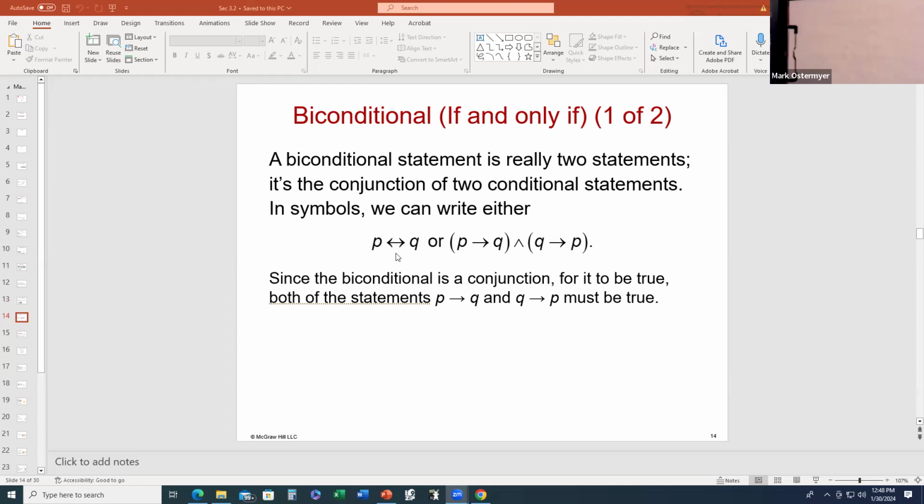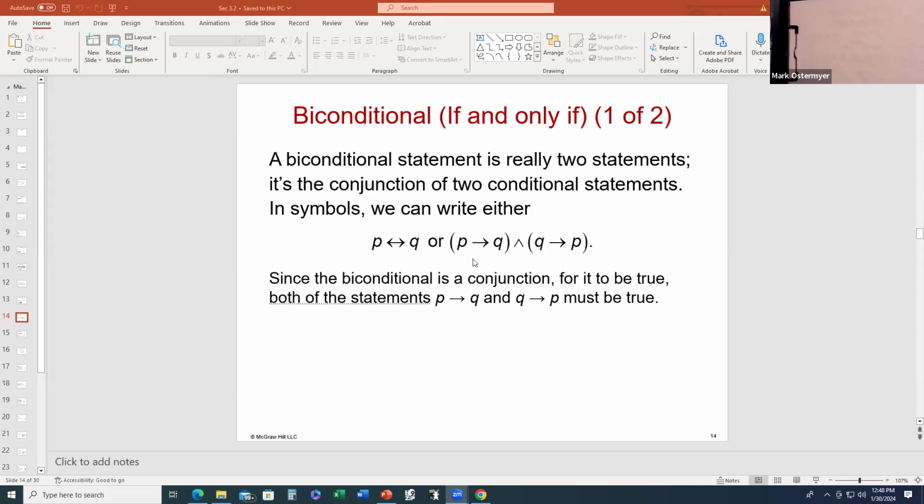Remember last week we did briefly look at some of the symbolism that we'll be using. A biconditional statement is really two statements, ladies and gentlemen. It really could be worded this way: if P, then Q, and if Q, then P. Let me read that again. Sounds like it's saying the same thing, but you've got to be listening carefully here. If P, then Q, and if Q, then P. So notice the order of the simple statements is flipping around on either side of the and, the conjunctive symbol.